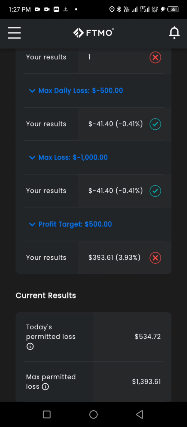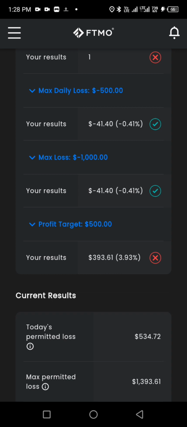And also, I only get to have a maximum drawdown of $1,000 on this account, which I don't really know if it's cumulative, because at the moment I don't think I've really lost on this account, but I've had a drawdown of $41 before now, so I don't really know if it's cumulative.